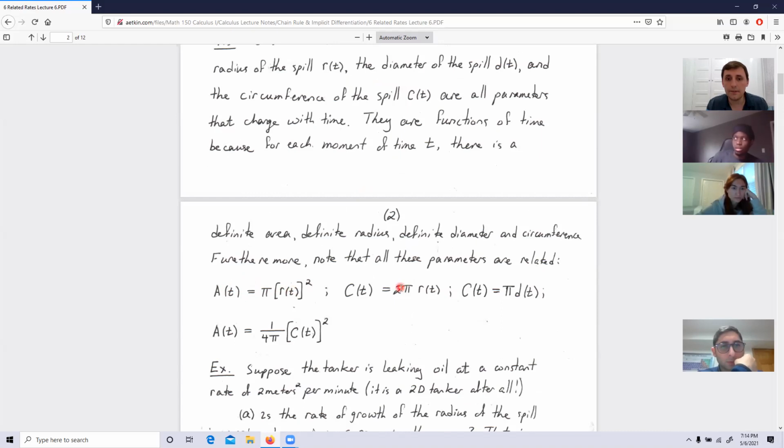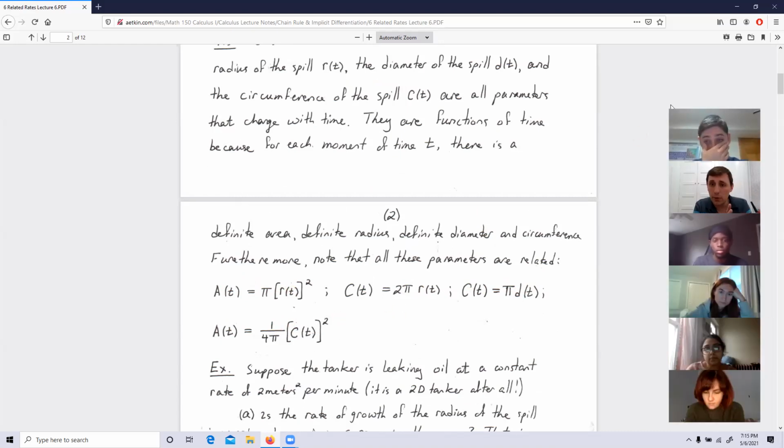Agreed? Circumference is 2 pi times the radius of t. And circumference is also pi times the diameter of t. And area can be written as circumference squared times 1 over 4 pi. I can relate one quantity to another, hence the term related rates.